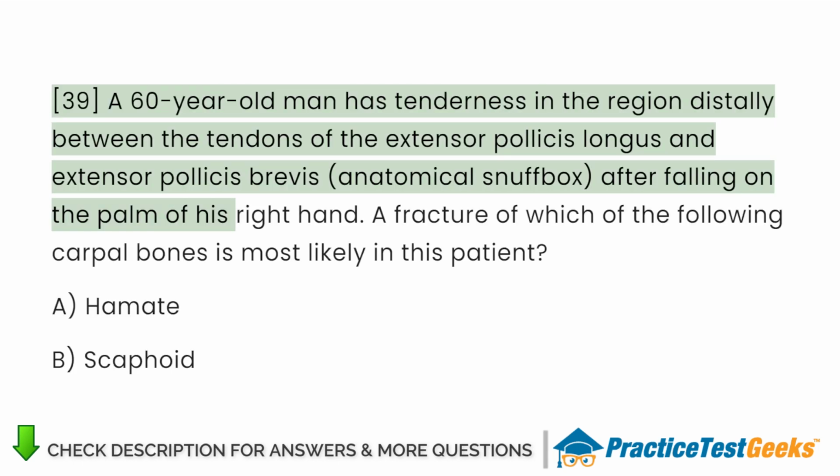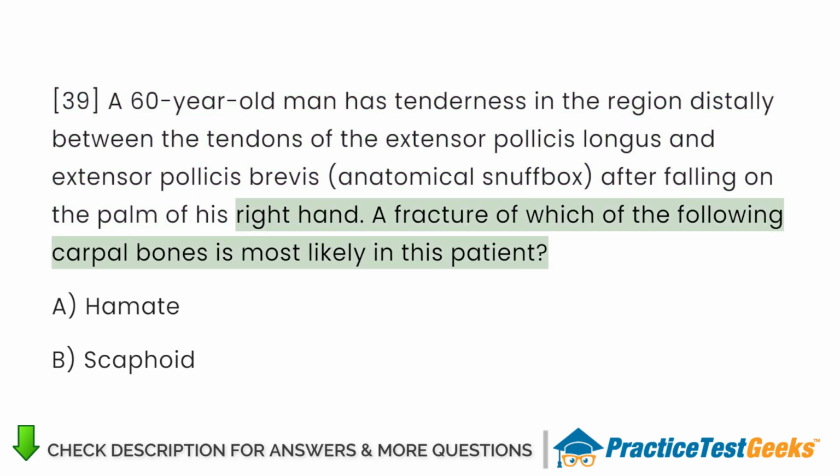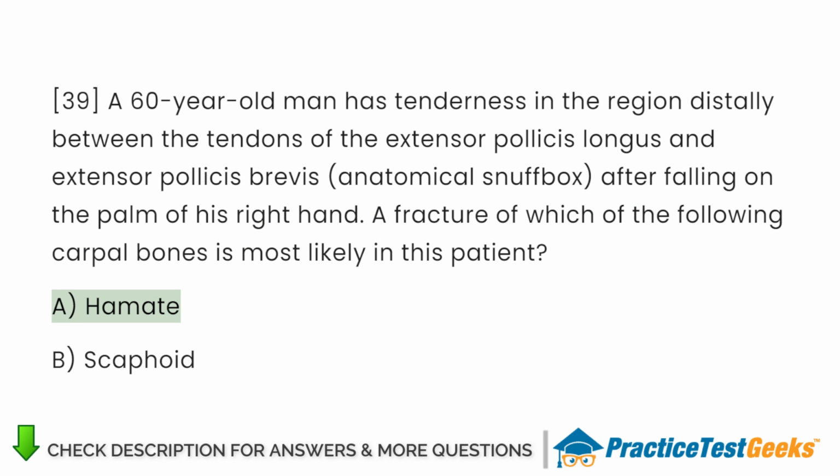A 60-year-old man has tenderness in the region distally between the tendons of the extensor pollicis longus and extensor pollicis brevis, the anatomical snuff box, after falling on the palm of his right hand. A fracture of which of the following carpal bones is most likely in this patient? A. Hamate. B. Scaphoid.